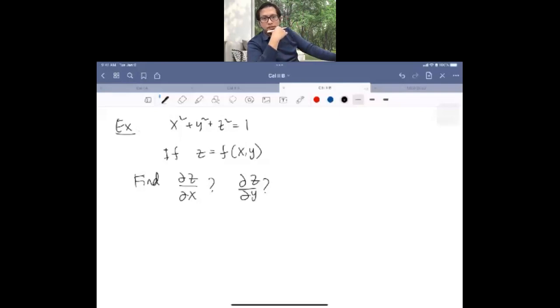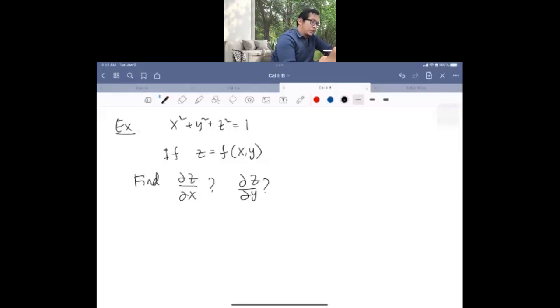Okay, we start on this example. Now I will show you. We have at least two methods to solve this. I will give you the idea for the method that we have just learned.